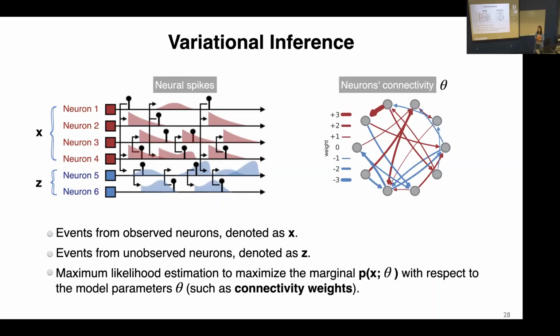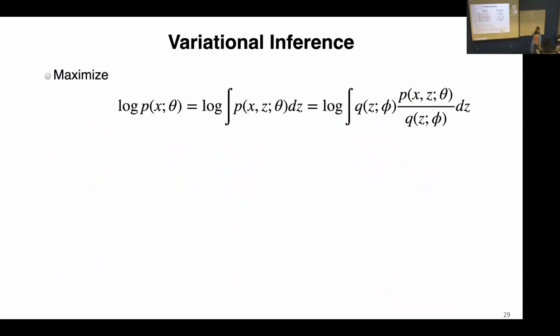A straightforward thing people do is maximize the marginal p(x given theta) by doing MLE, but obviously you cannot easily derive the marginal, as we motivated earlier. How are we going to do that? People will resort to variational inference.